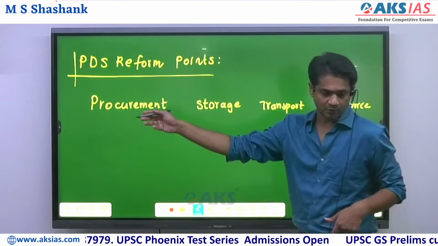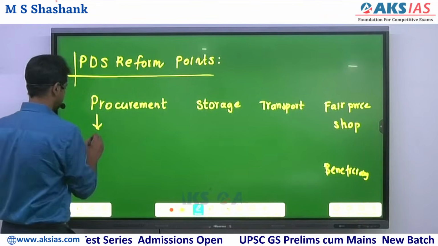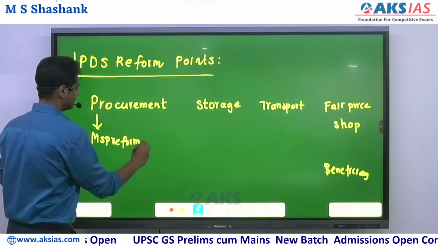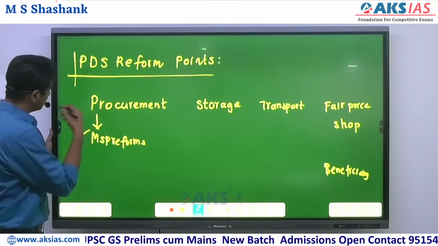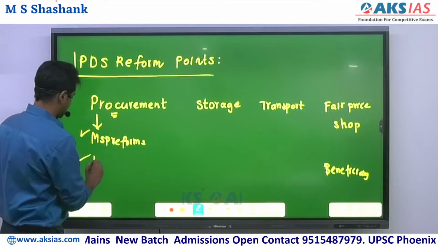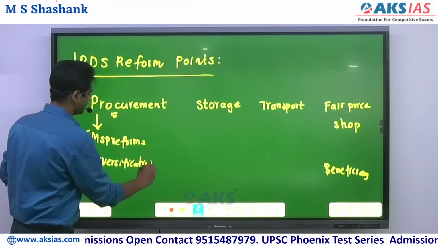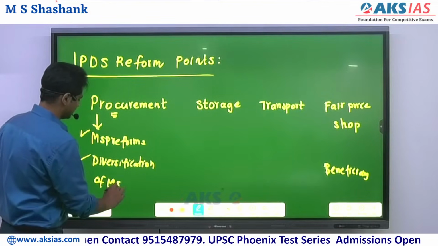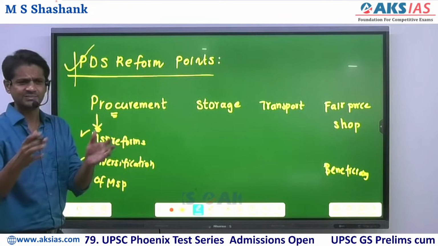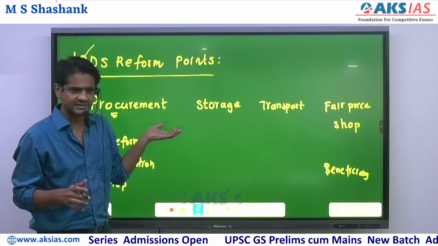So under each of it, procurement, MSP reform delivery. So reforms in MSP will make procurement easy. What other reforms in procurement can help PDS? Probably diversification of food basket. So diversification of MSP procurement. This will ensure that food basket diversity also enhances under PDS. Means nothing but cereals, pulses, oil seeds. Isn't it? Andhra Pradesh has actually implemented this, right?